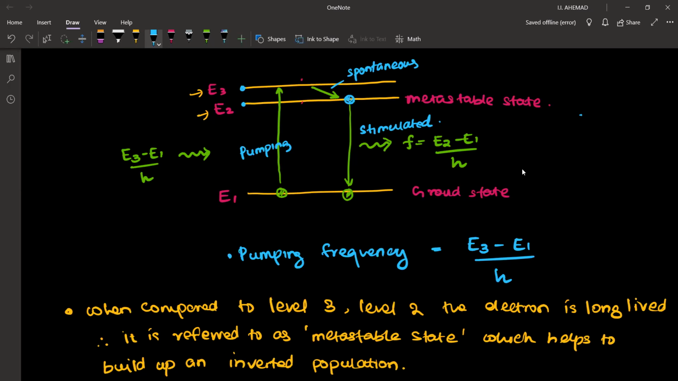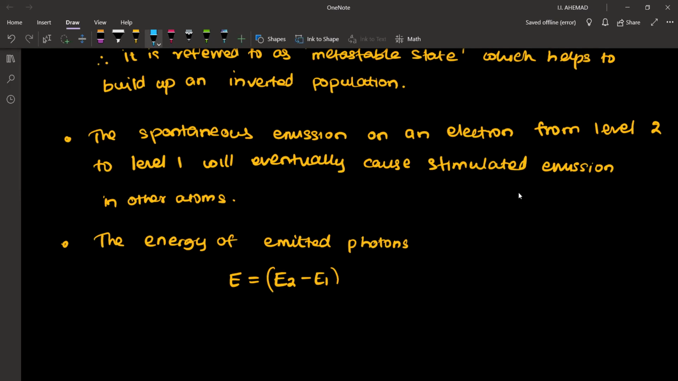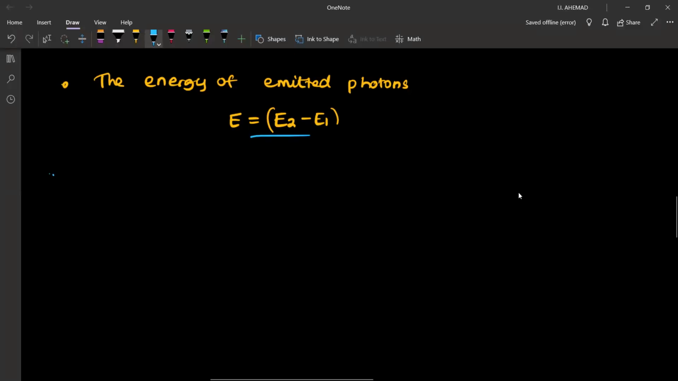Not only in this atom, but in multiple atoms, the same thing can happen. More electrons will come to this metastable energy level. There might be several atoms where the electron is in the metastable level, ready to fall. When one of the electrons falls, it will stimulate all the electrons in the other atoms that are in the metastable state to fall down. So the energy of the emitted photon will be equal to this. Hope that is clear.